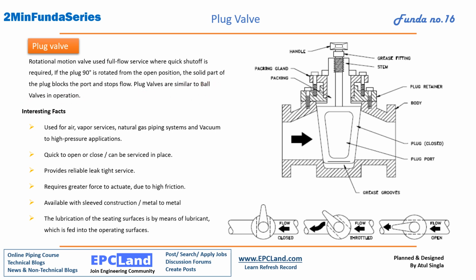As we have discussed in the ball valve section, operation is nearly similar. Here instead of the ball, we are having a plug. So mostly the purpose and operation is similar. Used for air vapor service, natural gas piping systems, and vacuum to high pressure applications. So this is where we are going to use these kinds of valves.